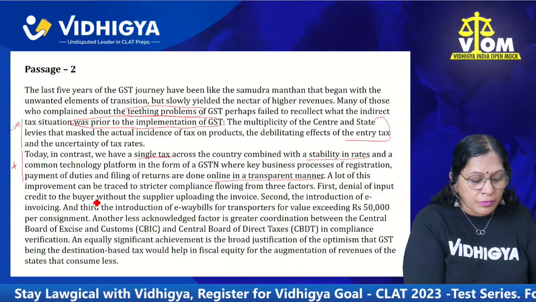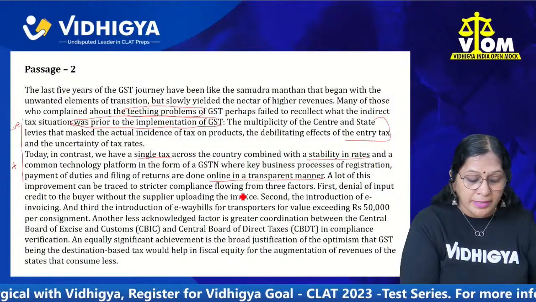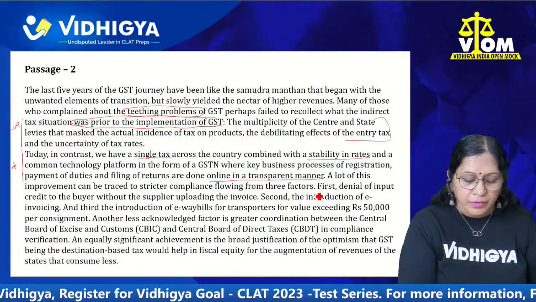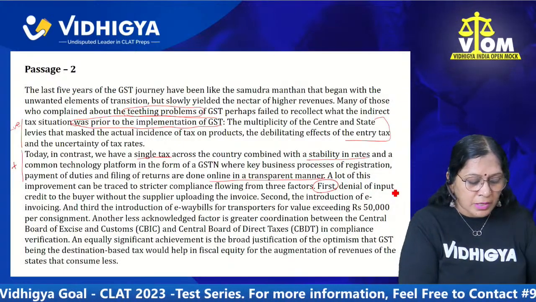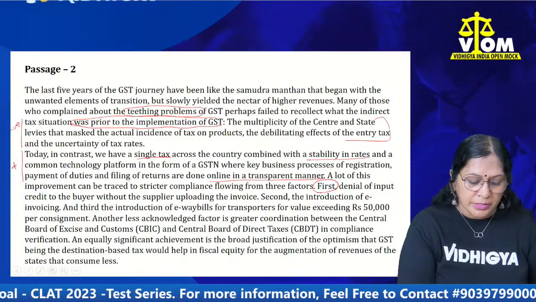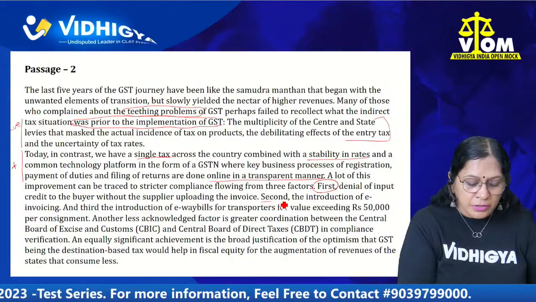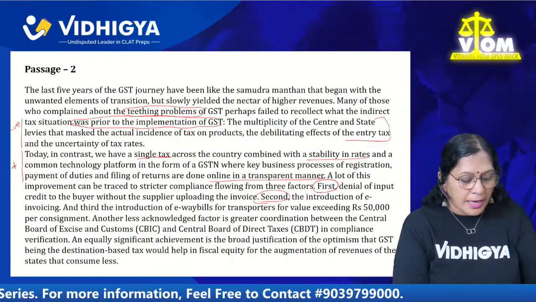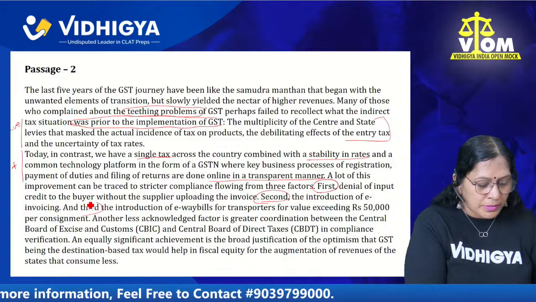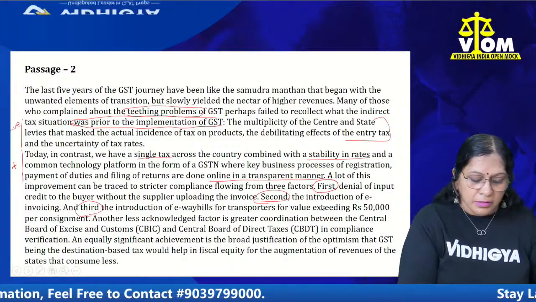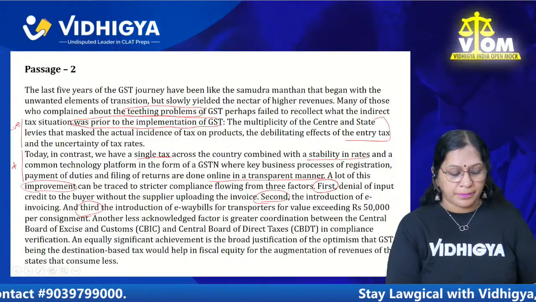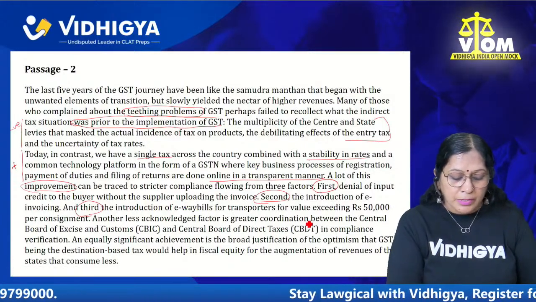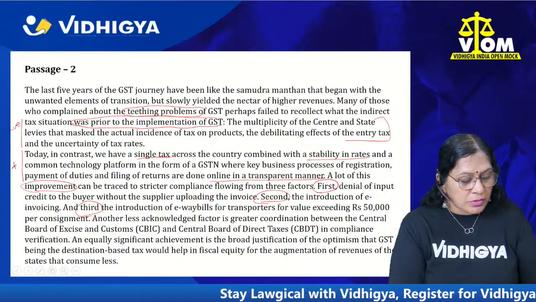So a lot of this improvement can be traced to stricter compliance flowing from three factors. First, denial of input credit to the buyer without the supplier uploading the invoice. Second, the introduction of e-invoicing. And third, the introduction of e-way bills. So these three improvements we can mark. Transporters for value exceeding rupees 50,000 per consignment.